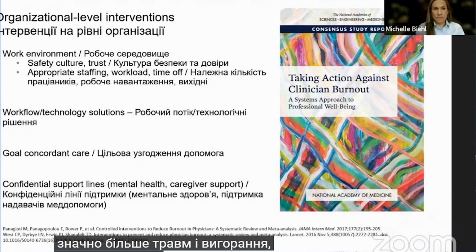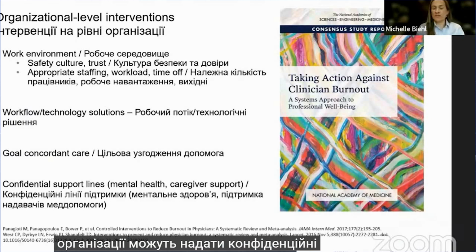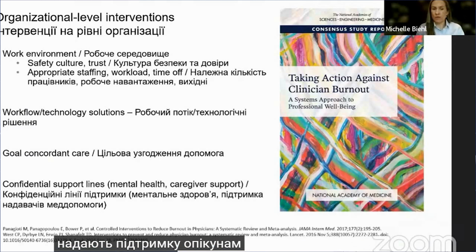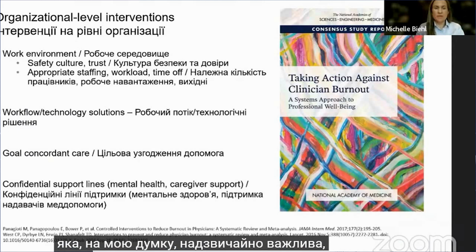And also the facilities, the organizations, can provide confidential support lines. Several organizations have been providing caregiver support, mental health, anonymous support, which I think is extremely important.